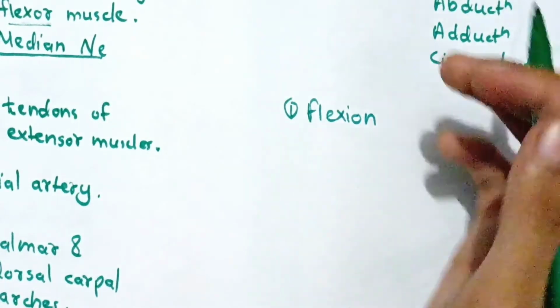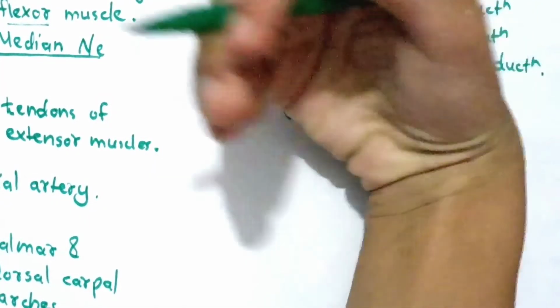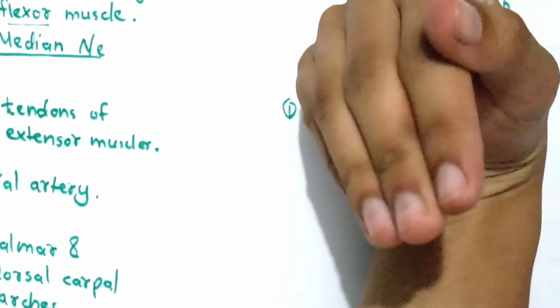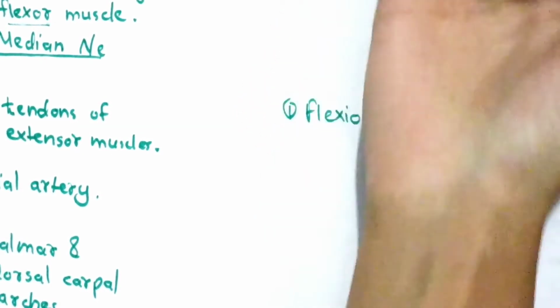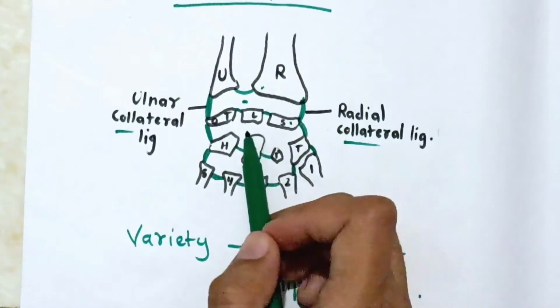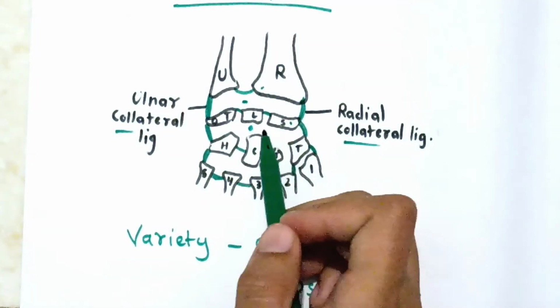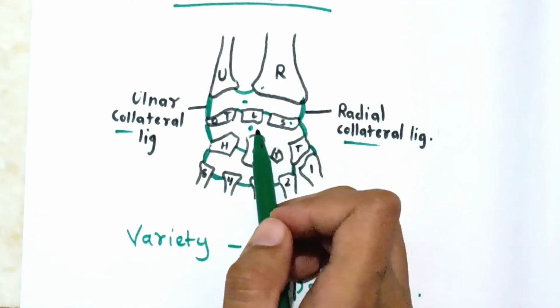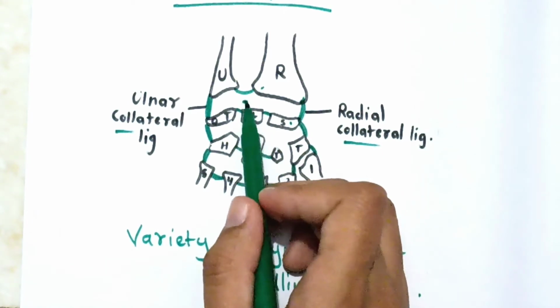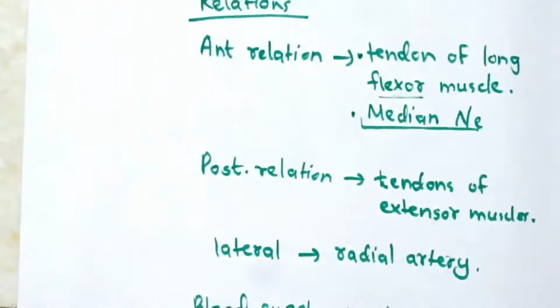So flexion is basically this movement. When you move your hand like this on the anterior side, this is the flexion. Now, as I have told you, we have the mid-carpal joint also here. So this flexion is mainly at this mid-carpal joint and not more at this wrist joint.